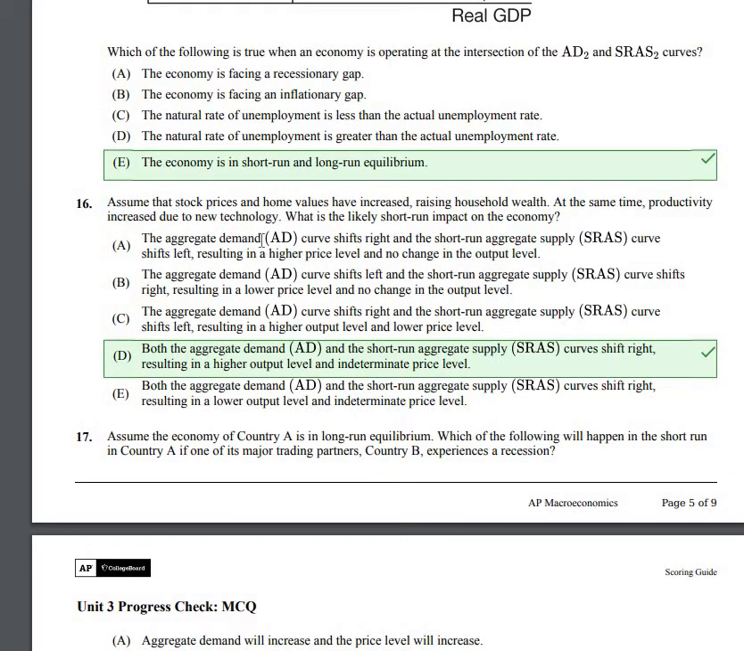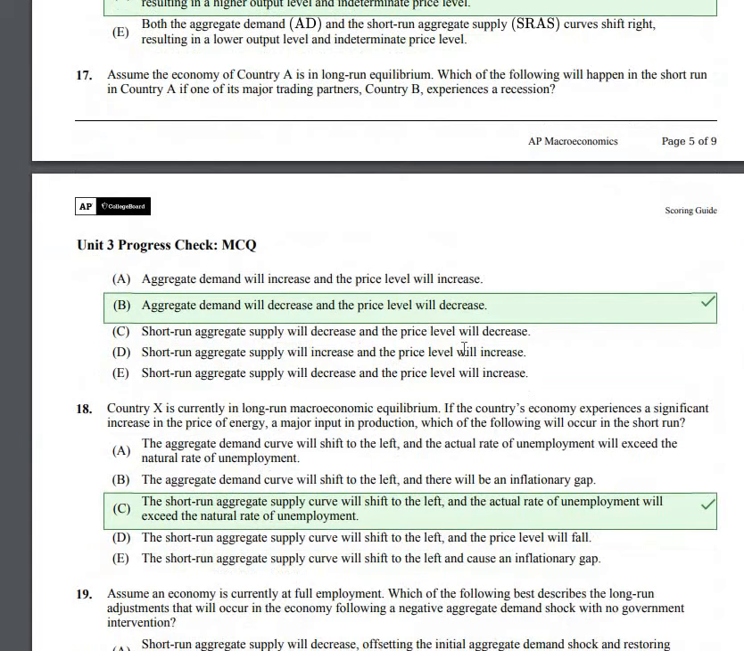Number 16, assume that stock prices and home values have increased, raising household wealth. At the same time, productivity increased due to new technology. What is the likely short-run impact on the economy? So we have a double shift. Okay, aggregate demand is going to increase because people feel wealthier. They're going to want to go out and buy more stuff. And the short-run aggregate supply curve is going to shift to the right. So we know, right, shifts right, resulting in higher output and an indeterminate price level because they don't tell you how much each of them shifted by. Okay, just like a double shift on the supply and demand curve. Do you remember those from way back in the day?